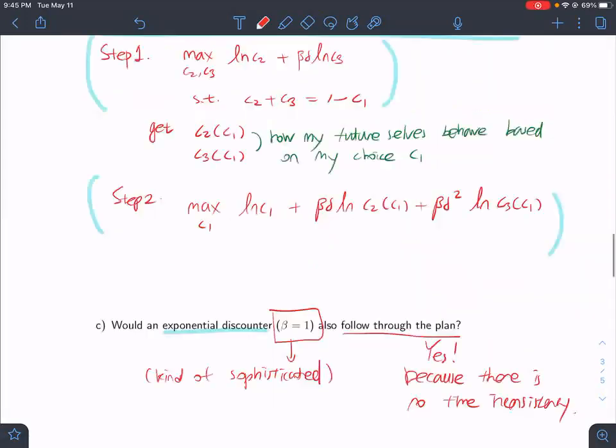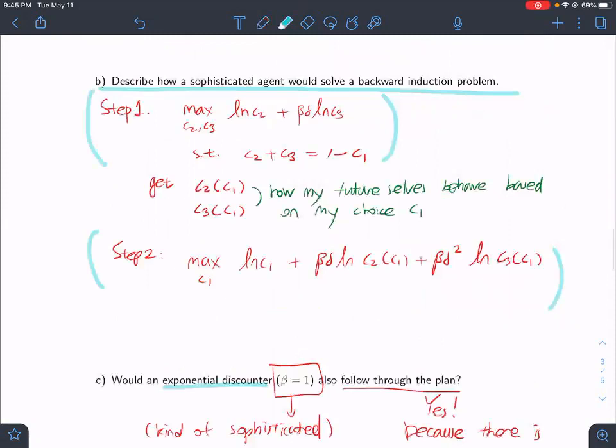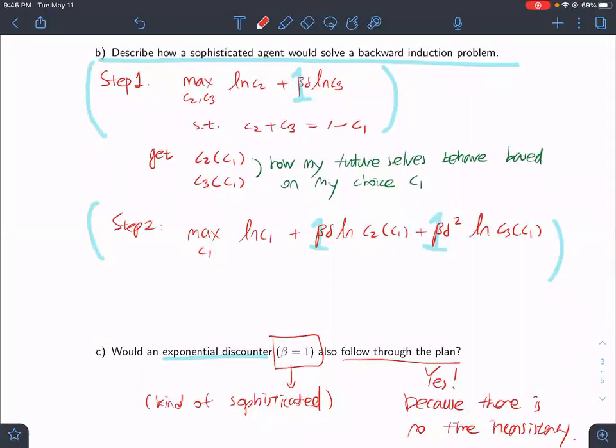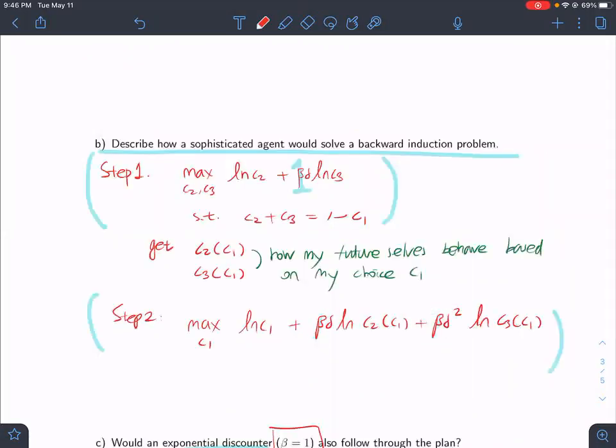So let's see how the exponential discounter will solve this problem. Beta equals 1. This is 1. This is 1. So when he makes a plan at once, using backward induction and solving the problem as a whole will give the same answer. So for exponential discounters, he will follow through the plan. Yeah, this is a simple answer.